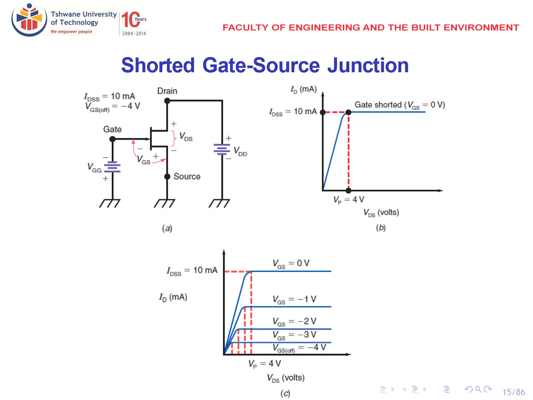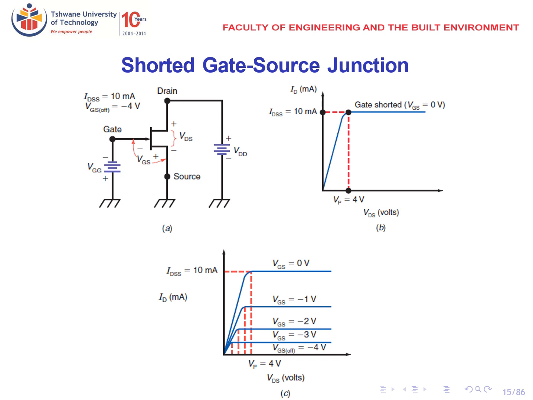Shorted gate source junction. Figure A shows us a circuit whereby we have VDD applied across the drain and the source, giving us the voltage drop VDS. And then we also have VGG, a negative VGG, applied on the gate, which controls the drain current because of this negative VGS. On figure B, we have the curve showing us the relationship between ID and VDS. And then on figure C, it shows us the relationship between VGS and ID.